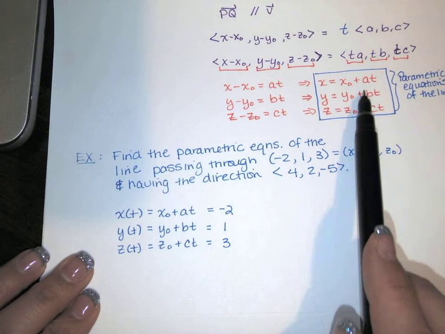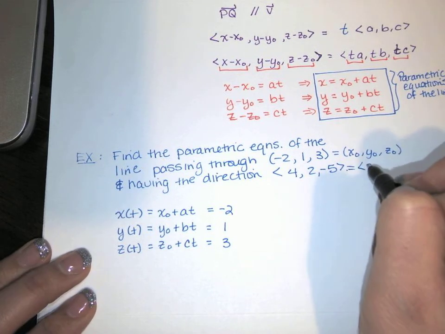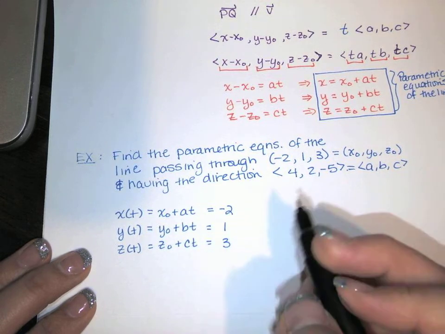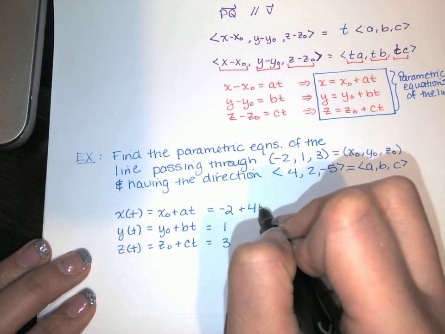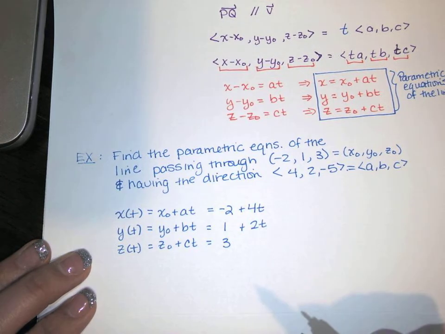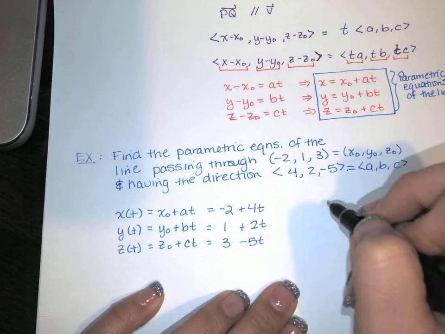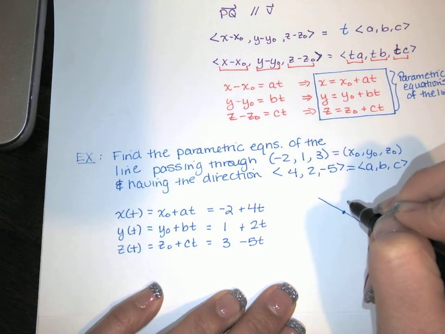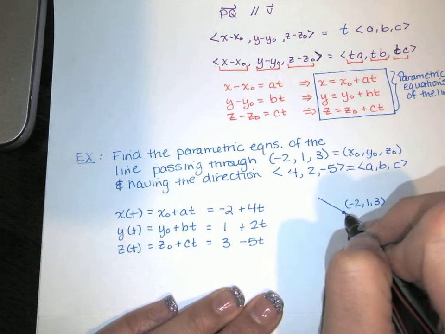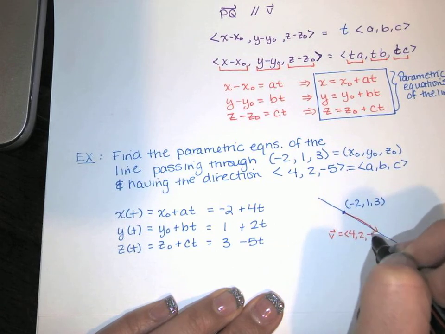And then according to our formula, we just add the x component of our direction vector. That's a, b, c. a times t for the x. So I'm going to have 4 times t for the x. And then for the y, I'm going to add 2 times t. And then for the z, I'm going to add -5 times t. So there's some line in space that passes through this point and has direction vector (4, 2, -5).